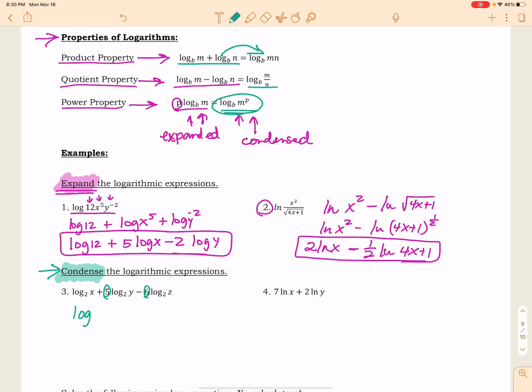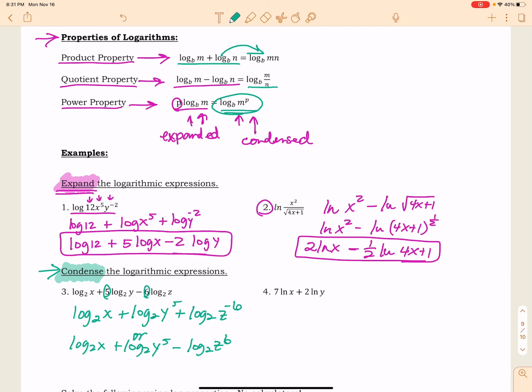So I've got log base 2 of x plus log base 2 of y to the fifth. Now at this point you can do plus log base 2 of z to the negative 6. You don't have to do it that way. You could have done it this way. You could have written log base 2 of x plus log base 2 of y to the fifth minus log base 2 of z to the positive 6. It really doesn't matter how you do it. You're still going to end up with something that's equivalent.